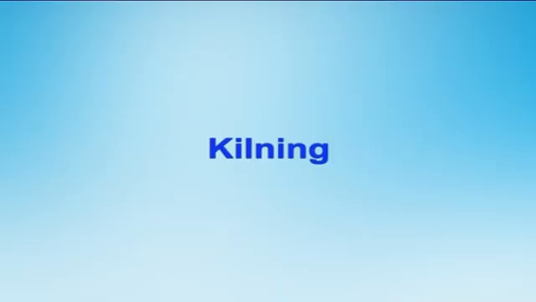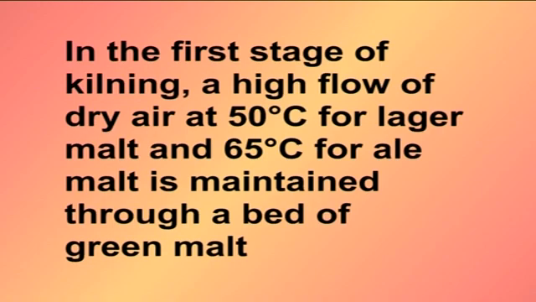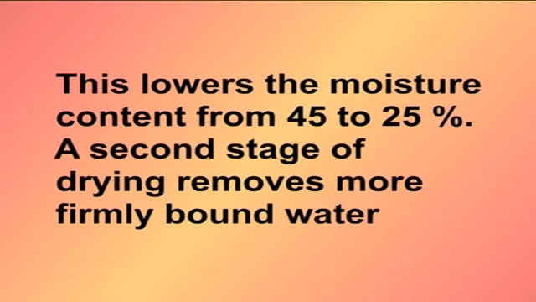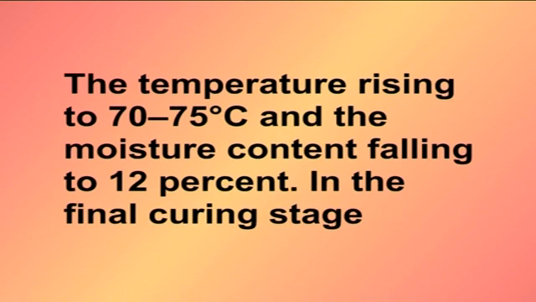Kilning. In the first stage of kilning, a high flow of dry air at 50 degrees Celsius for lager malt and 65 degrees Celsius for ale malt is maintained through a bed of green malt. This lowers the moisture content from 45 to 25%. A second stage of drying removes more firmly bound water, the temperature rising to 70 to 75 degrees Celsius and the moisture content falling to 12%.